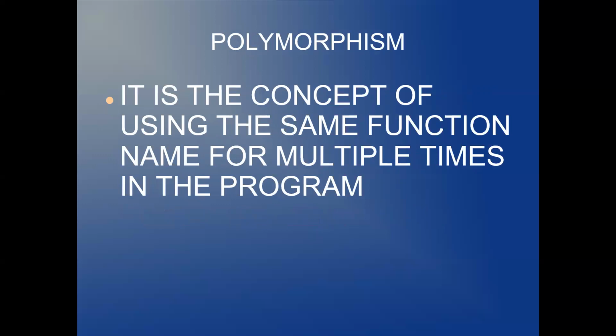Then we have polymorphism. The term polymorphism comprises two words, poly meaning many and morph meaning form. It is the concept of having the same external interface but different internal structures. Polymorphism processes the data differently based on the parameters. We can say the same function name can be used for multiple instances with different sets of parameters. That is polymorphism.